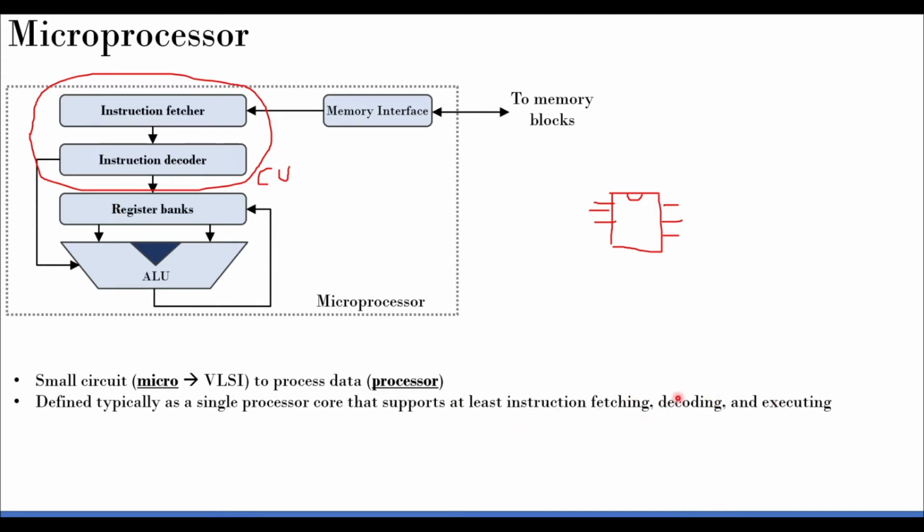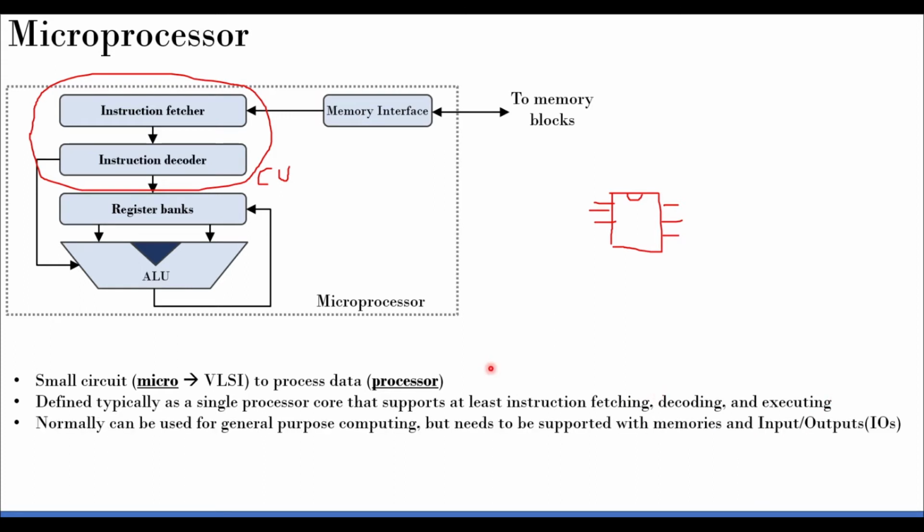Okay, so this is the part, and in fact this part is done by the control unit, which you are aware of by now. So this can normally be used for general purpose computing, but it needs to be supported. This standalone will not help you in that general purpose computing that we talk about, because we need memory. So it needs to be supported with external memories and external input output interfacing. So you have to do that.